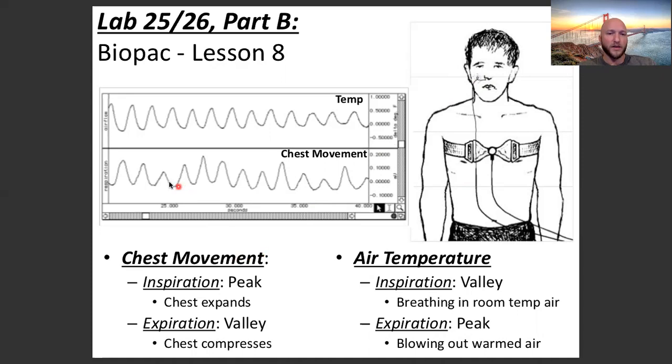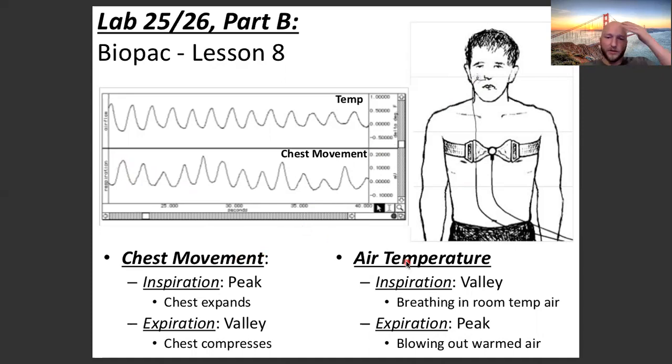So on the graph, the inspirations are the peak for chest movement. So as your chest expands, as you inhale, peak. As you exhale and your chest contracts, compresses, you're going to have your valleys.